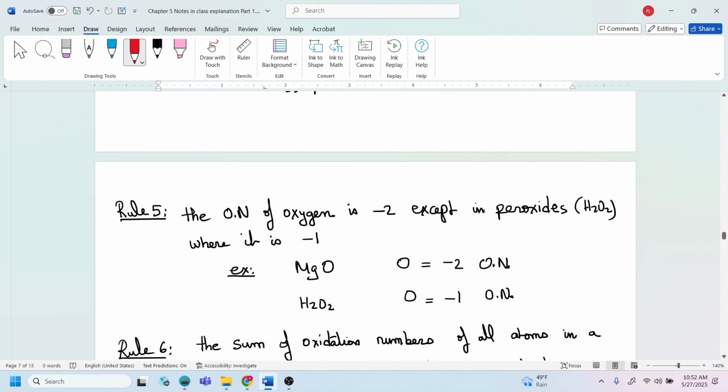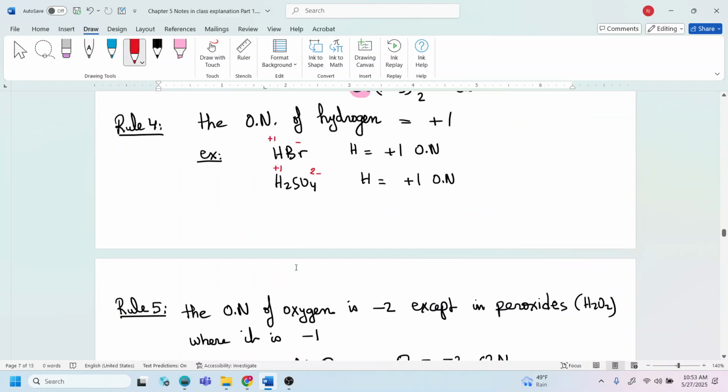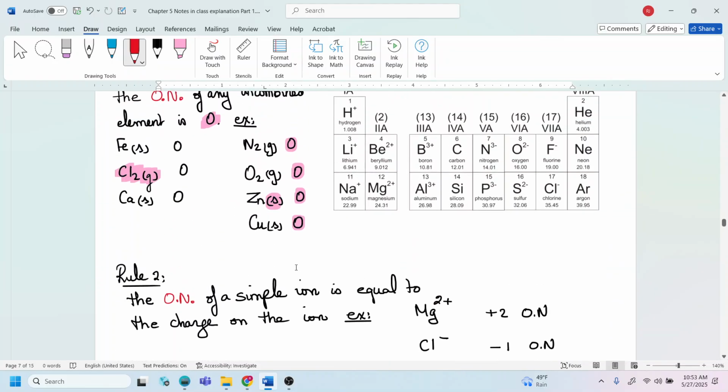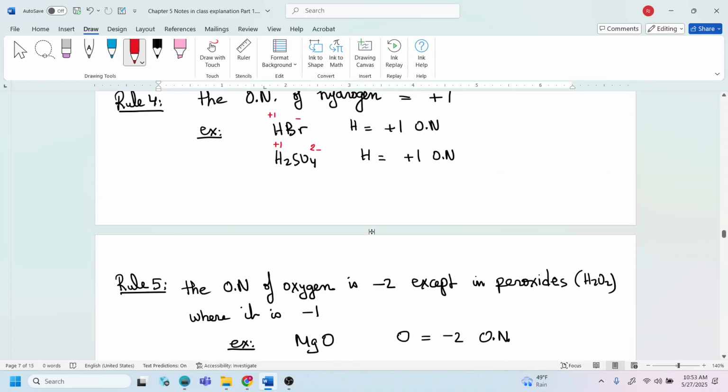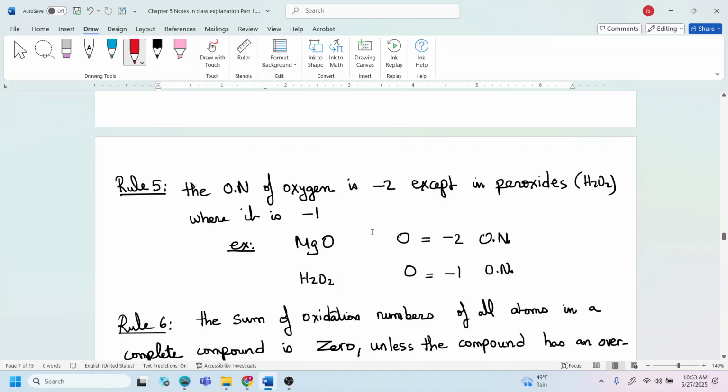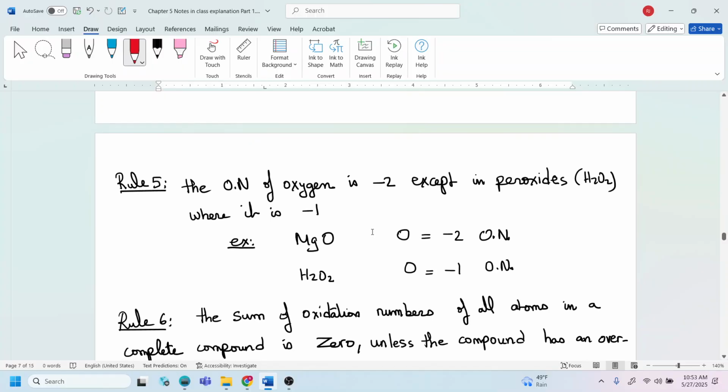Rule number 5, oxygen. Take a look at oxygen there. Of course, we have a lot of exceptions, and oxygen is one of them. Oxygen normally gains 2 electrons, so its oxidation state is -2, but not always though. So you need to pay attention. The oxidation number is -2, but not always.